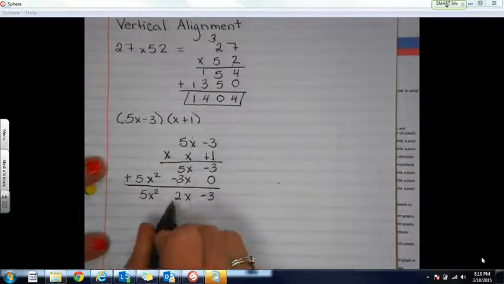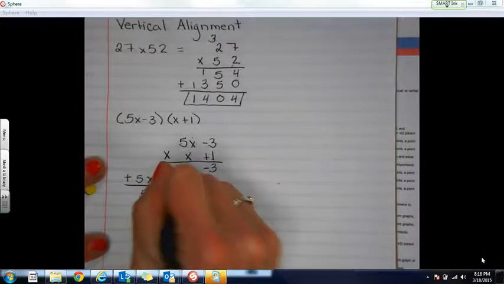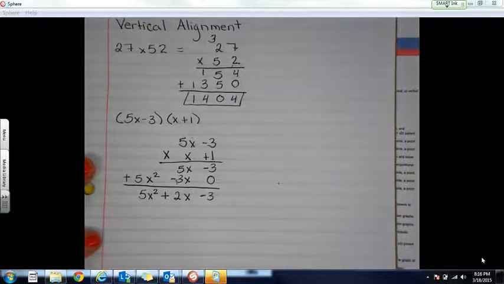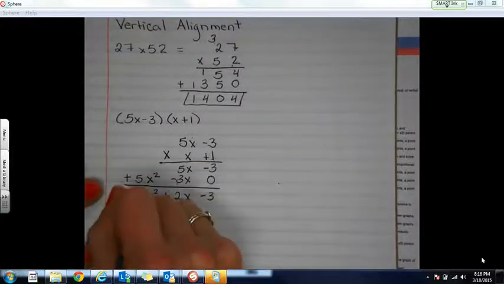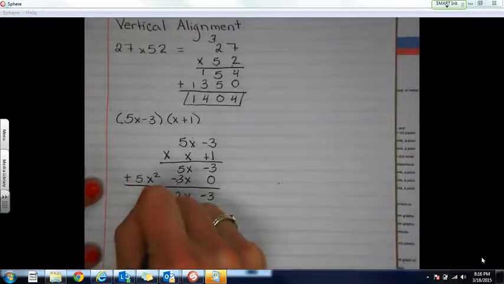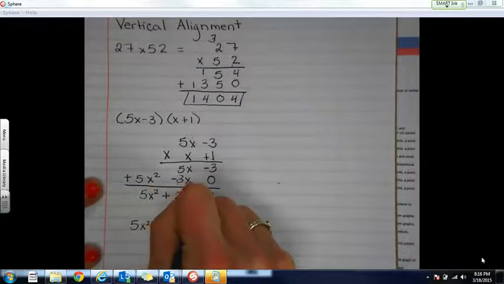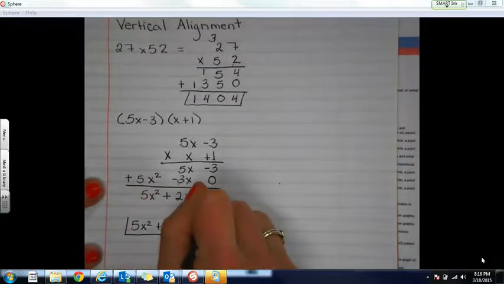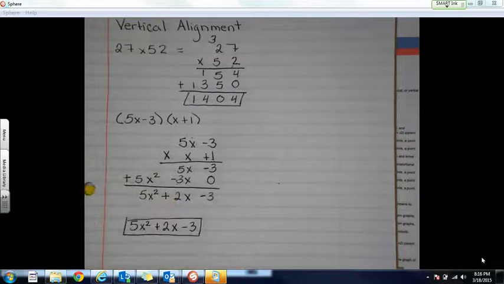But see how here I don't have a sign in between? It was positive. So we write plus. So my answer is 5x squared plus 2x minus 3. That's how you multiply using vertical alignment.